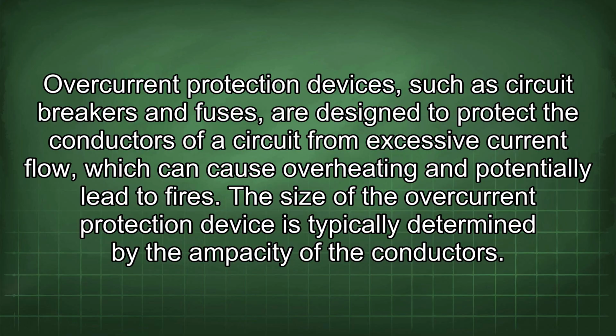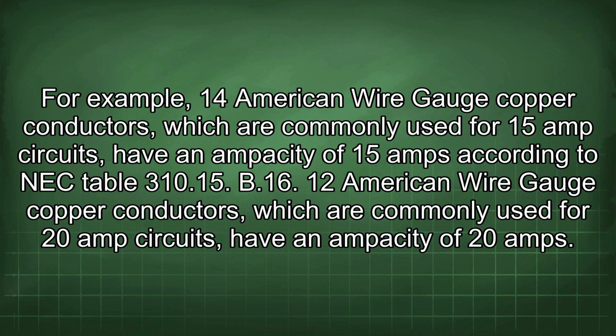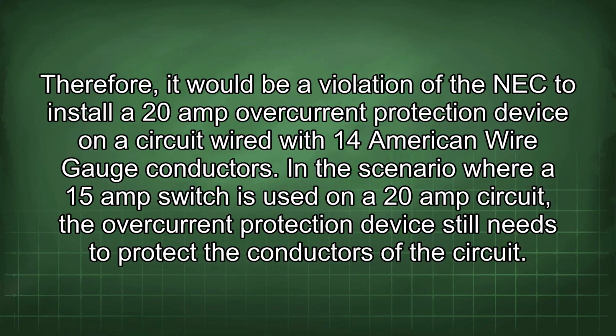The size of the overcurrent protection device is typically determined by the ampacity of the conductors. For example, 14 American wire gauge copper conductors, which are commonly used for 15-amp circuits, have an ampacity of 15 amps according to NEC Table 310.15(B)(16). 12 American wire gauge copper conductors, which are commonly used for 20-amp circuits, have an ampacity of 20 amps. Therefore, it would be a violation of the NEC to install a 20-amp overcurrent protection device on a circuit wired with 14 American wire gauge conductors.